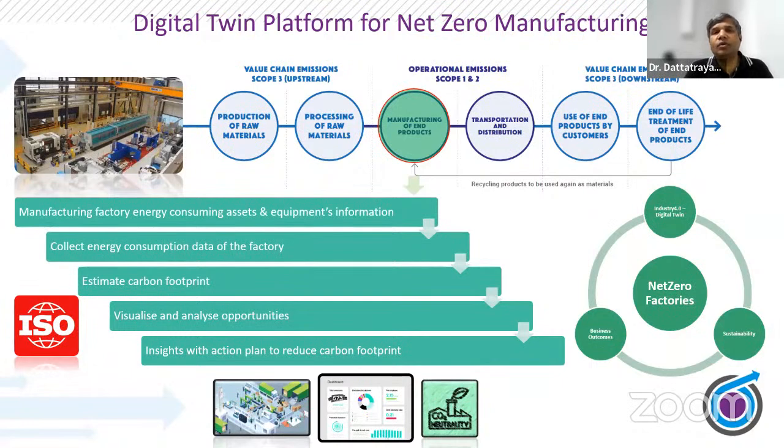specifically for net zero. The earlier one was for oil extraction. The earlier one was predictive maintenance. Before that, I talked about mining. So a digital twin can be built for various purposes. So this was for net zero manufacturing.